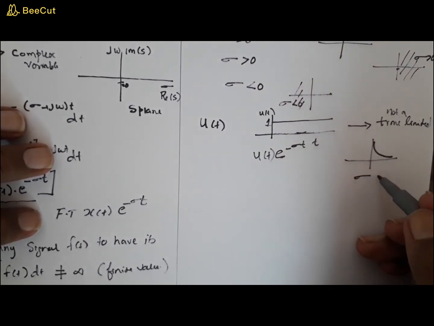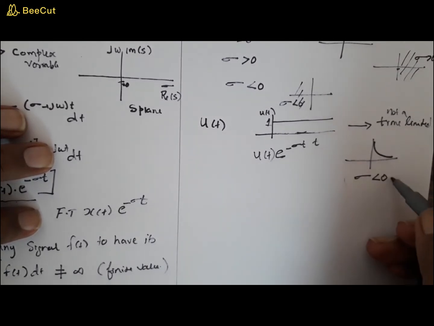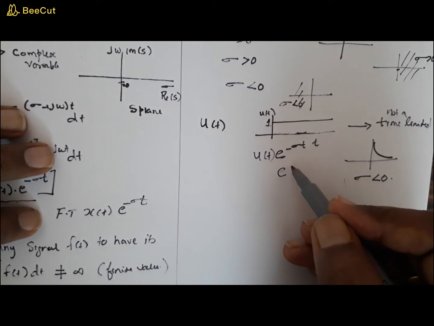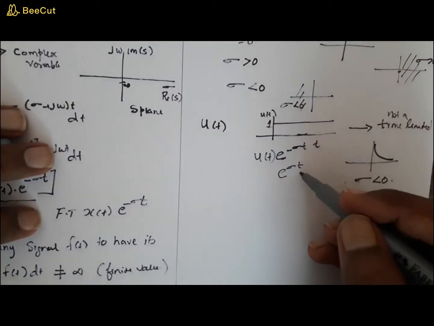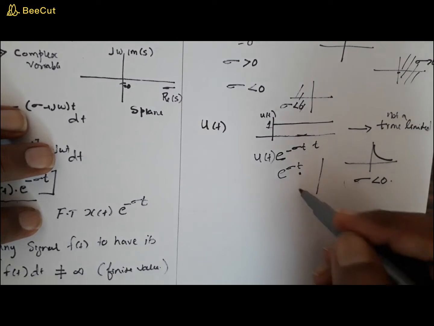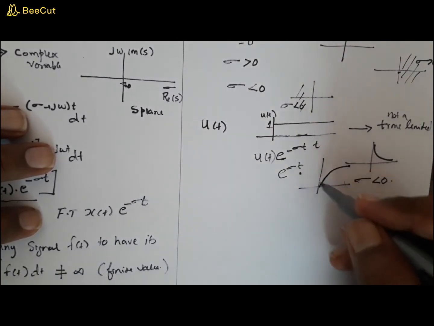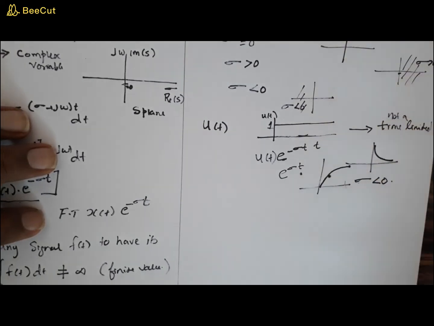Now what will happen when sigma becomes less than 0? When sigma is less than 0, this becomes negative. Negative and negative becomes e raised to sigma t. Now what is the specialty of e raised to sigma t? Is it a decreasing function or an increasing function? This e raised to sigma t is something like this. What will happen when you multiply a signal by this signal? That signal becomes a time unlimited signal.